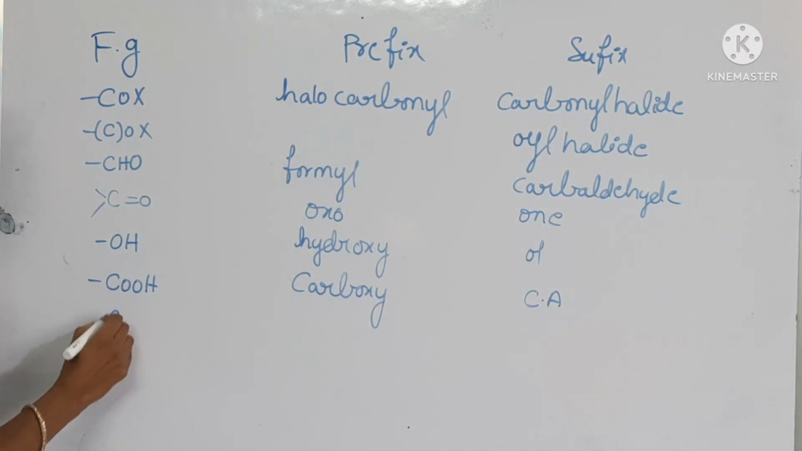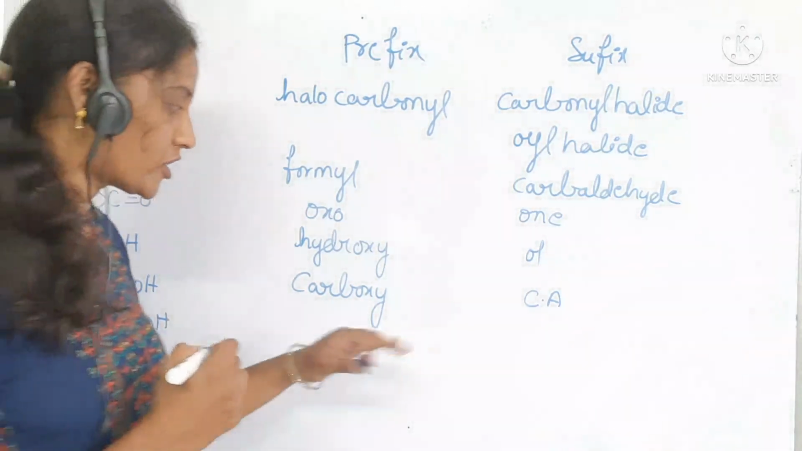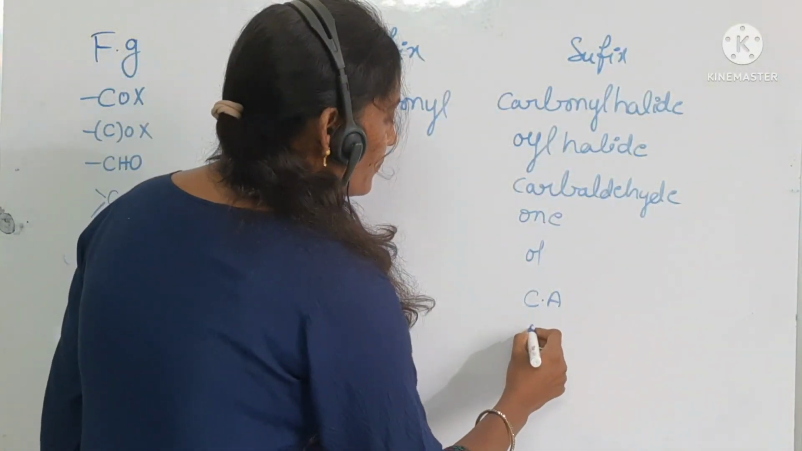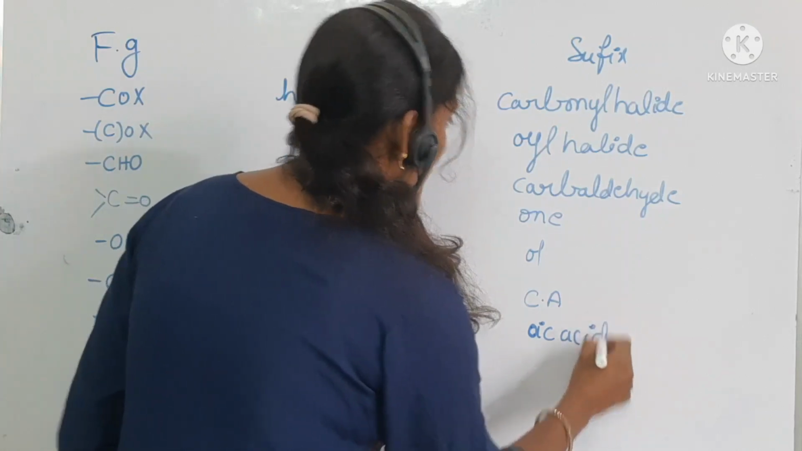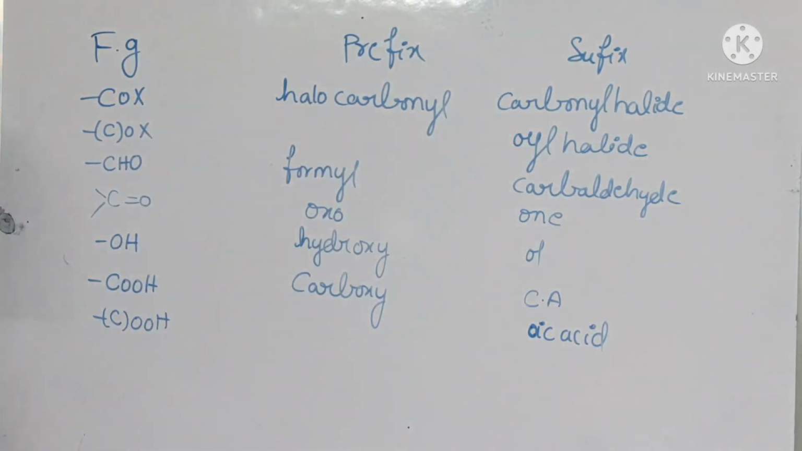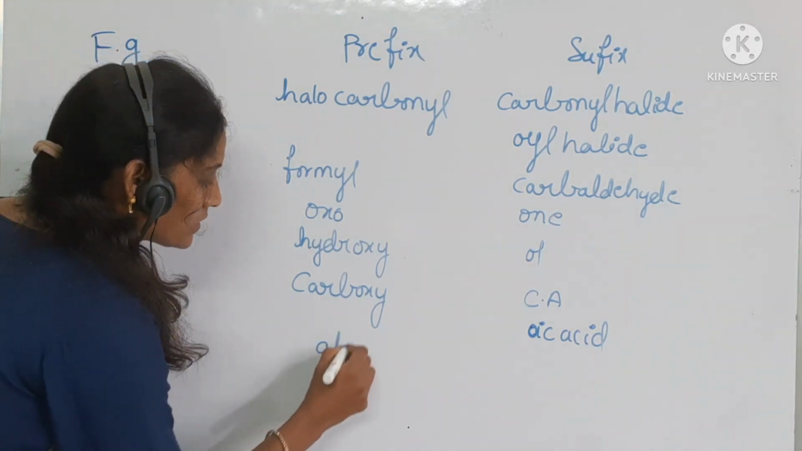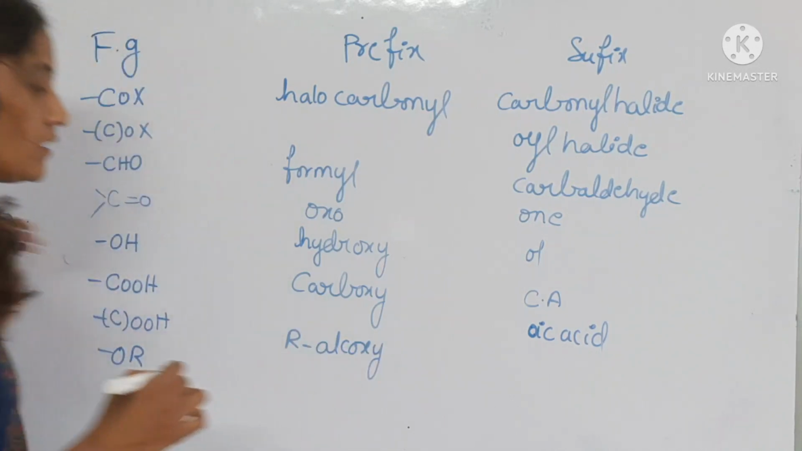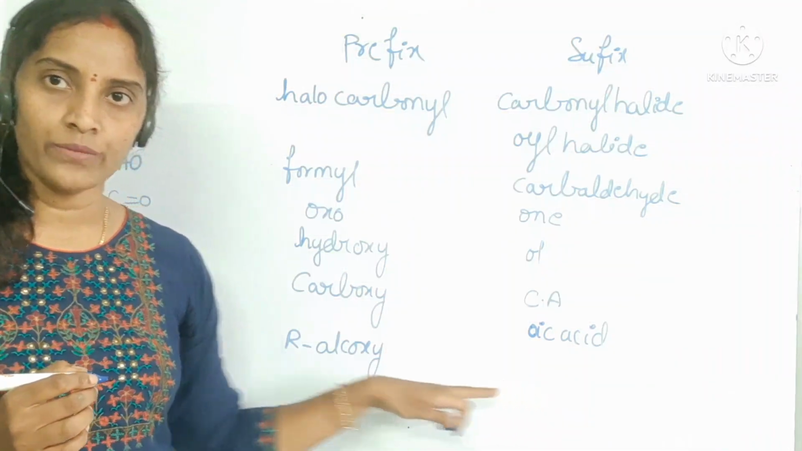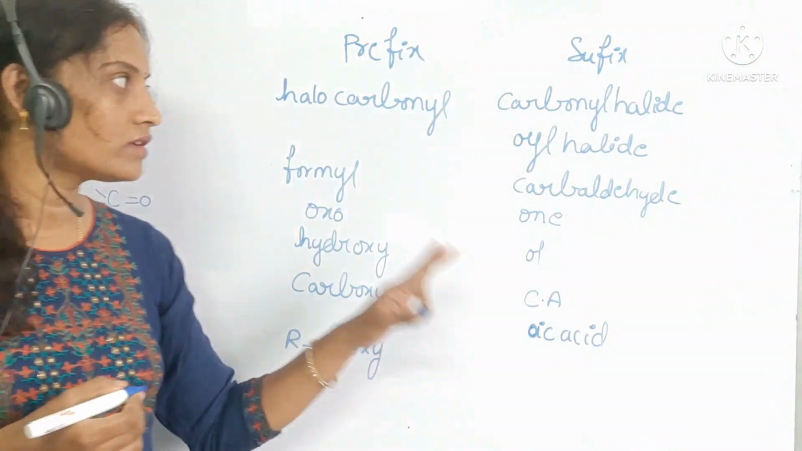Then if the carbon atom of this acid functional group is part of the main principal chain, you call it oic acid for suffix. No need to mention a prefix here. Then if OR is there, this is called alkoxy. No need to mention a suffix here. Why? Because this is always a second-grade functional group, as a prefix, not a suffix.